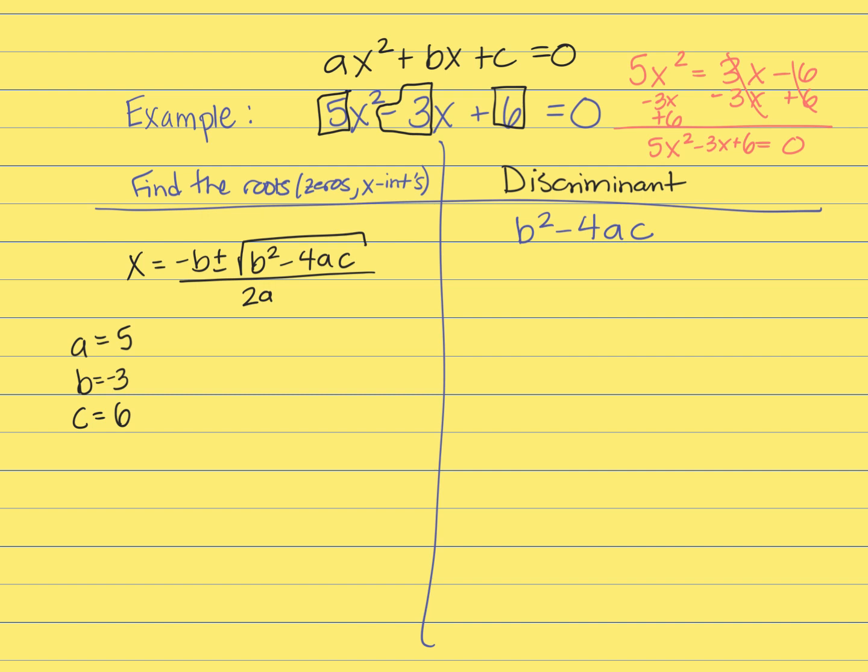Now let's plug it in and we're going to interpret the discriminant first. So we have negative 3 squared, because that's my b value, minus 4 times 5 times 6. And let's just multiply from left to right. Negative 3 squared is positive 9. Minus 4 times 5 is 20. 20 times 6 is 120. And then 9 minus 120 is negative 111. So I already know that my discriminant is negative.